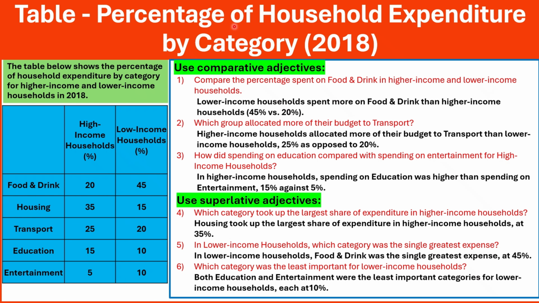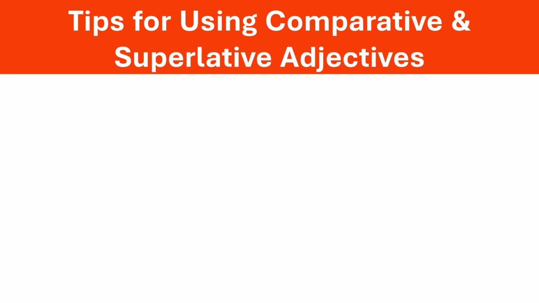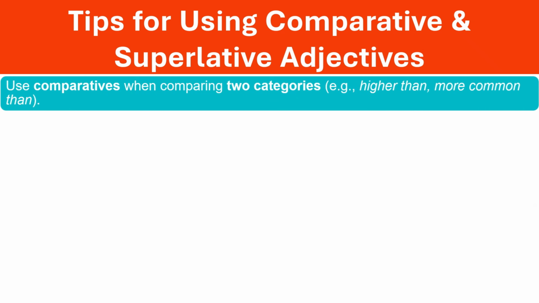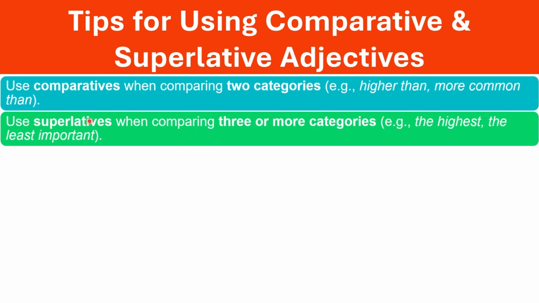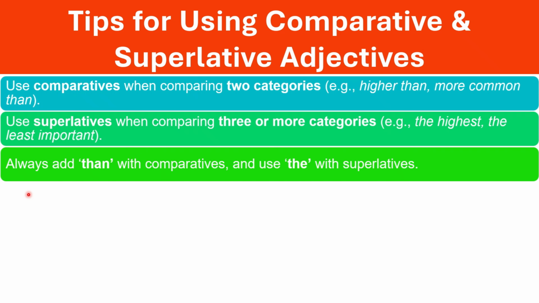Again, notice how comparatives highlight the differences between two categories, while superlatives show the extremes, the largest, the greatest, or the least. Before we finish, let's quickly review some tips. Use comparative adjectives when you are comparing two categories, and superlative adjectives when you are comparing 3 or more. Always remember, add than with comparatives, and don't forget the definite article the with superlatives.